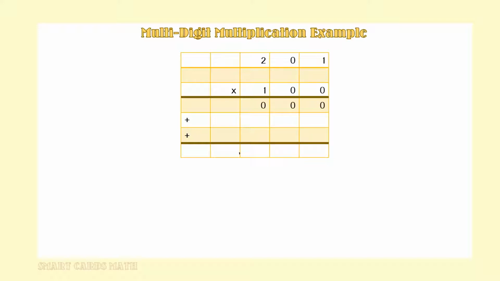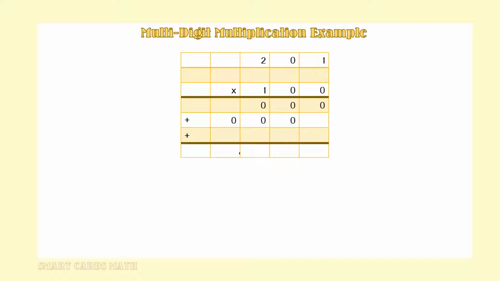Let's move on to the tens place and begin multiplying by the digit in the tens place, as well as writing the second cross product in the tens place. 0 times 1 is 0, 0 times 0 is 0, 0 times 2 is 0. The second cross product should be 0, 0, 0.